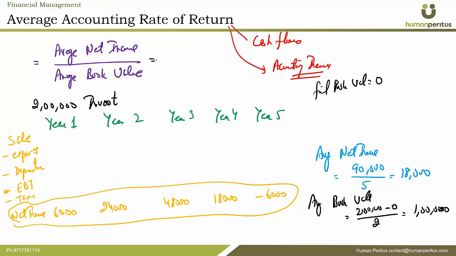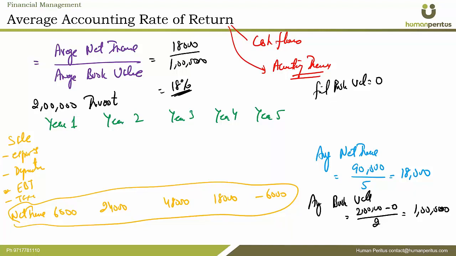So now let's come back. Let's calculate our AAR, where average net income was 18,000 and average book value was 1 lakh. So I get my AAR for this project as 18%. Please again mind it, this depends upon accounting income and not actual cash flows.